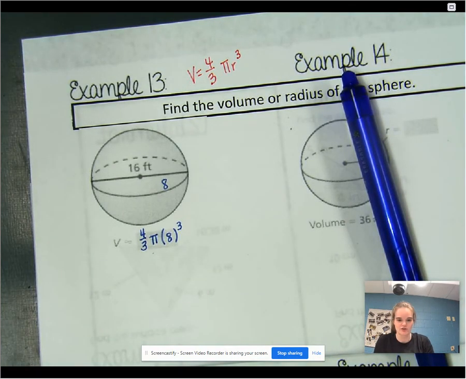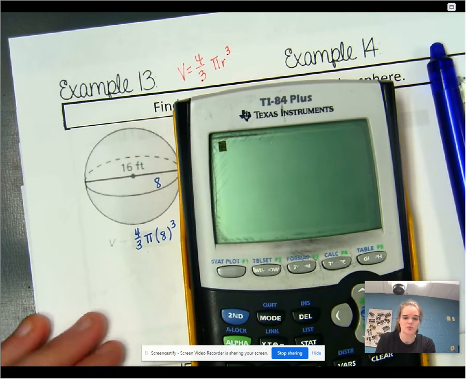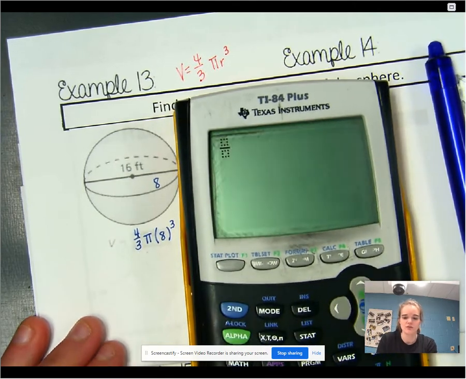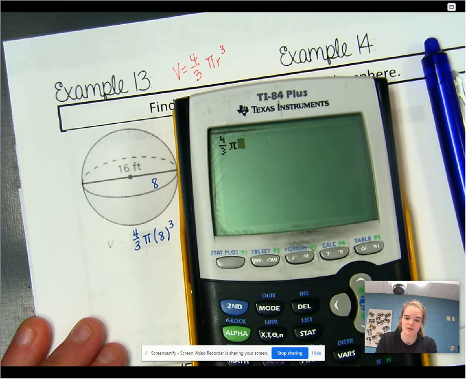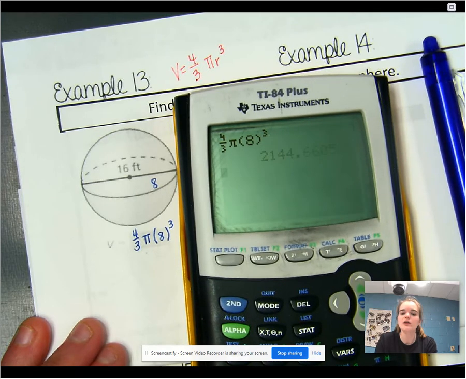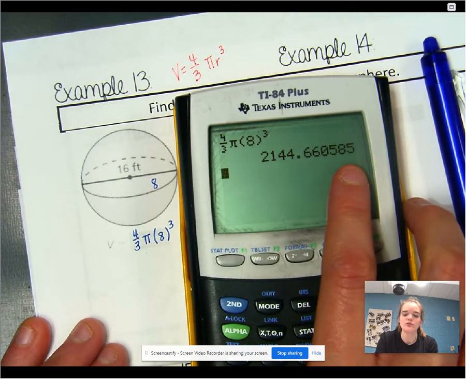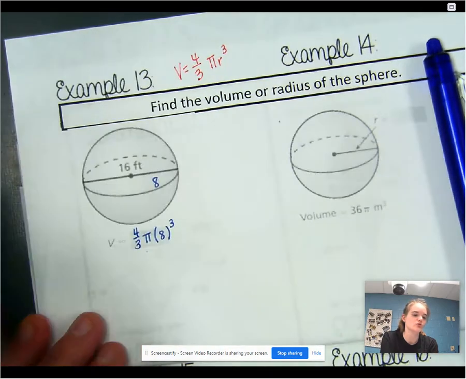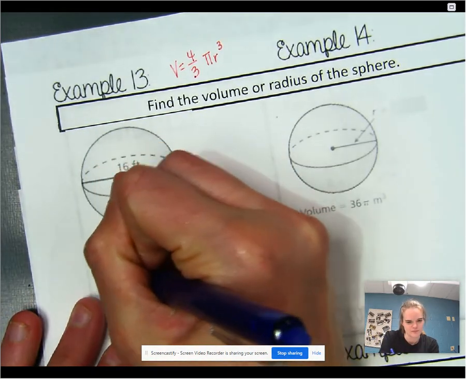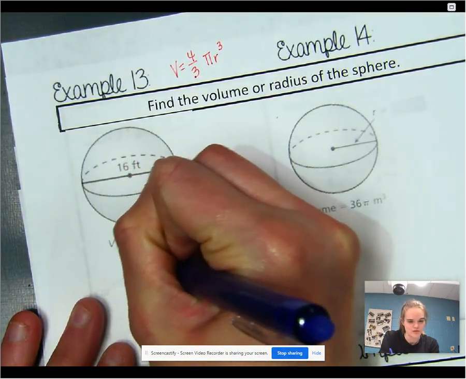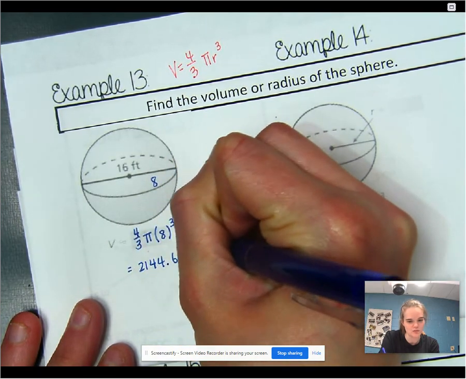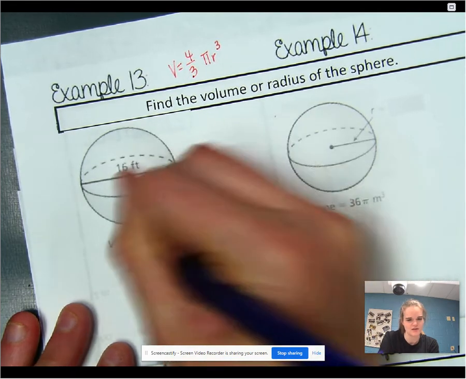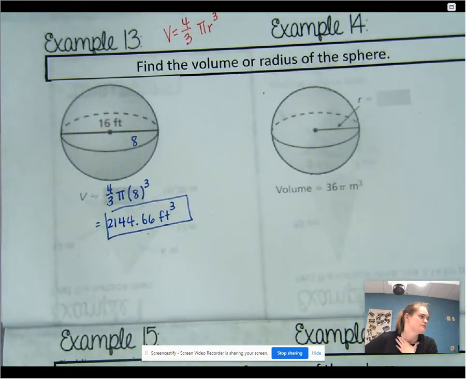To get a fraction on your calculator, in case you do not know at this point, you press alpha, y equals, enter, 4/3, second, and the button under clear, pi, and then times 8 to the third. Okay, and I'm going to round to 2 decimal places. So 2,144.66 feet cubed. There's the volume of that sphere.